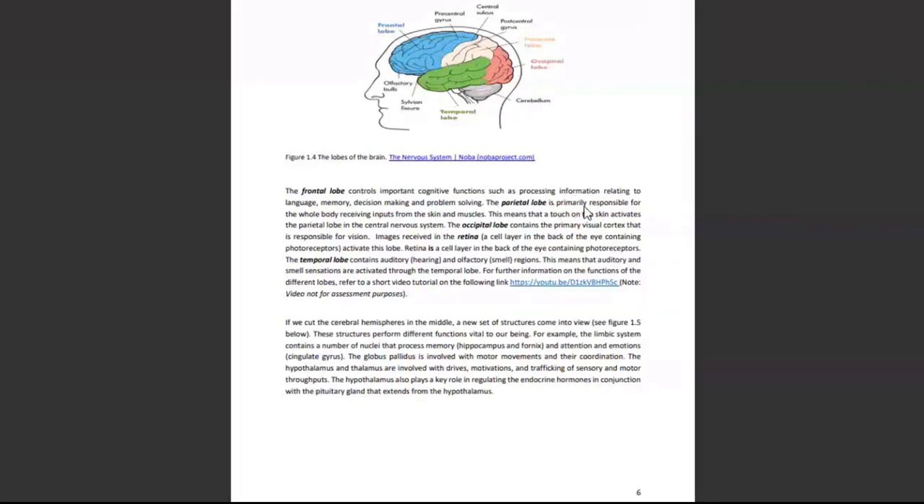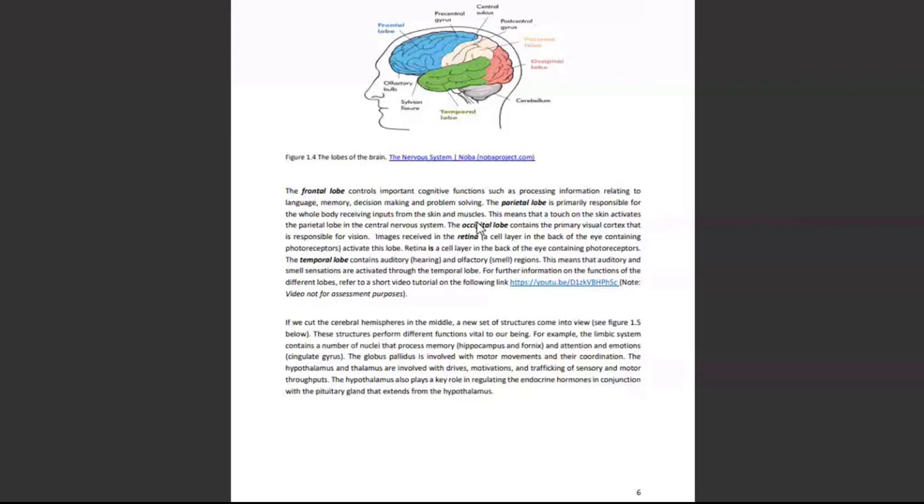Then you have what? Parietal lobe. Parietal lobe is primarily responsible for the whole body, receiving inputs from the skin and muscle. I touch you or I hit you, the parietal lobe is responsible. I pinch you, the parietal lobe is responsible. You go outside, you realize that it's too hot or too cold. You detect it through your skin. That is the parietal lobe. This means that a touch on the skin activates the parietal lobe in the central nervous system.